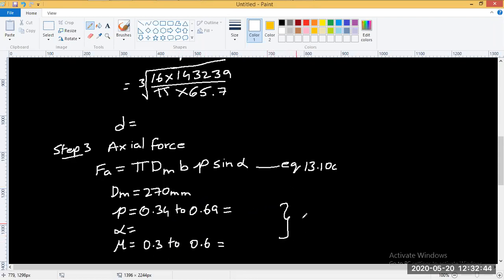And both of these data came from table 13.4, for the material, that is woven asbestos and steel combination, and considering dry condition. Let's take an average of this. So 0.34, 0.69 over 2 will give me 0.515.